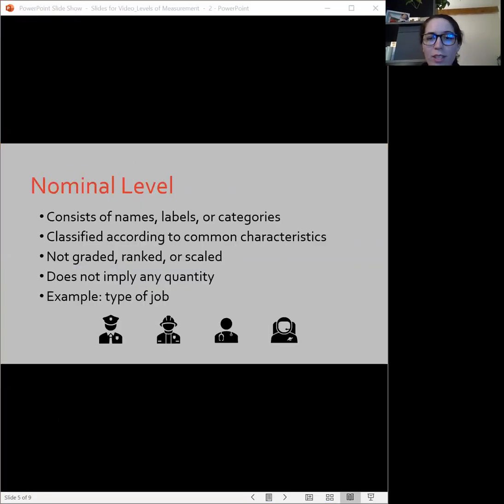So first off, what is nominal level? What is it made of? Nominal level is simply classified as categories or labels. Generally, they're common characteristics, so eye color or whatever gender you identify as. And because they are characteristics, there is no grading, ranking, or scale. So you cannot say one is better than the other.